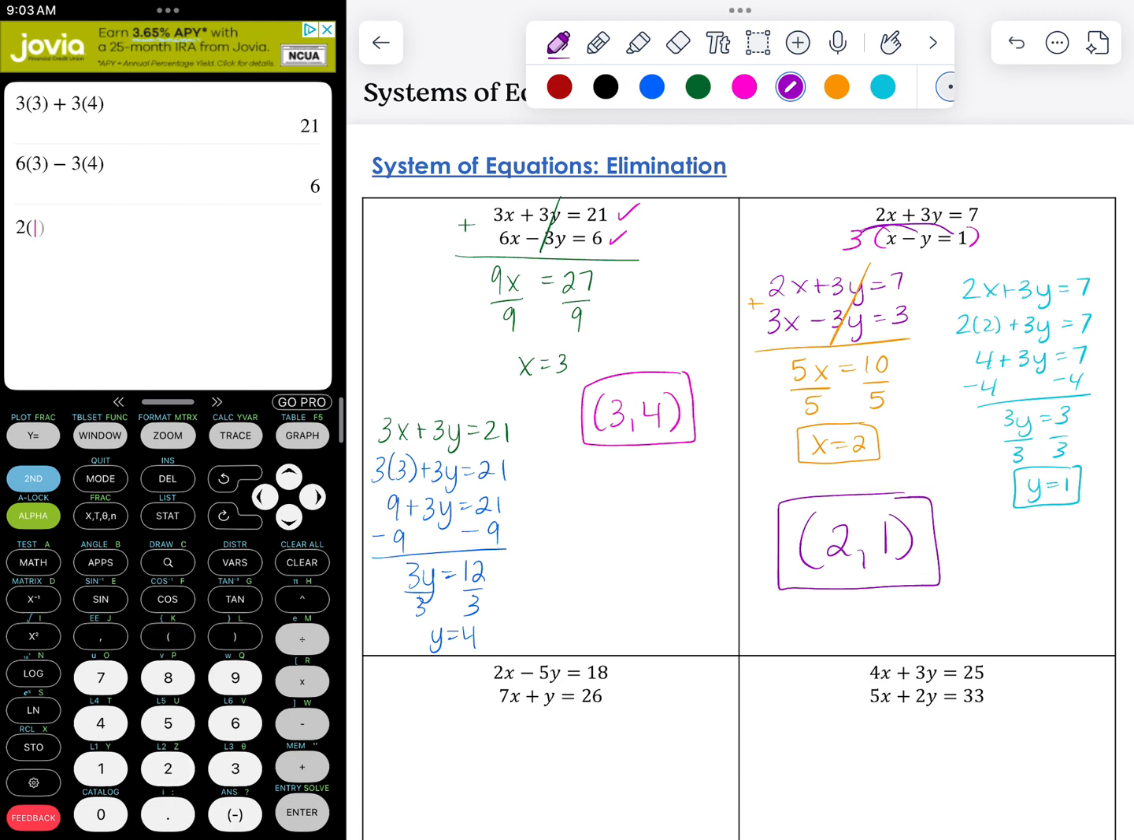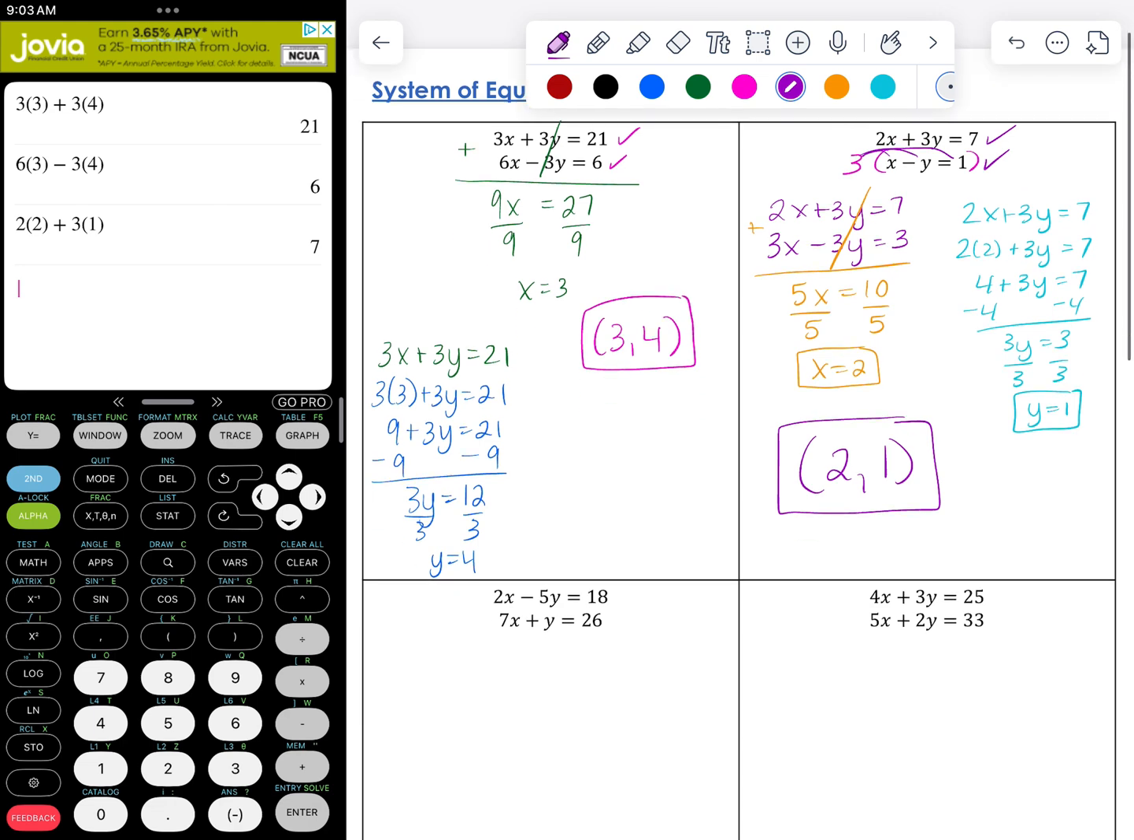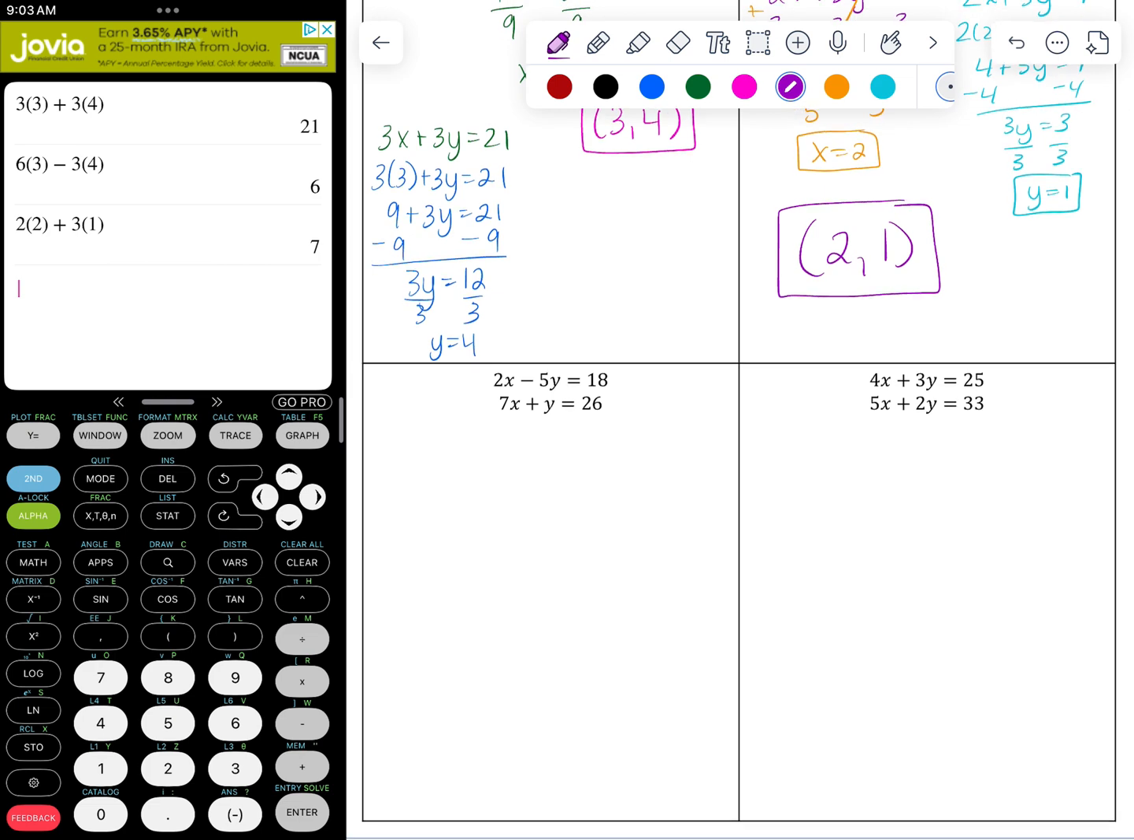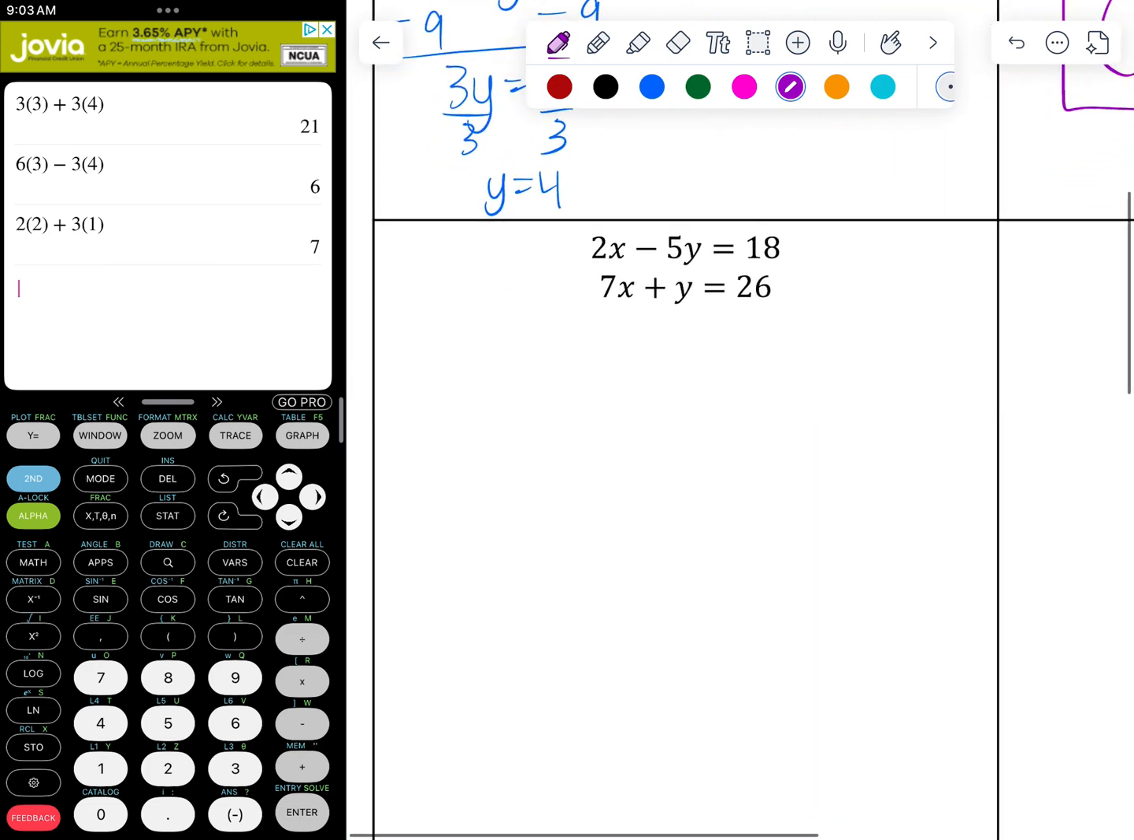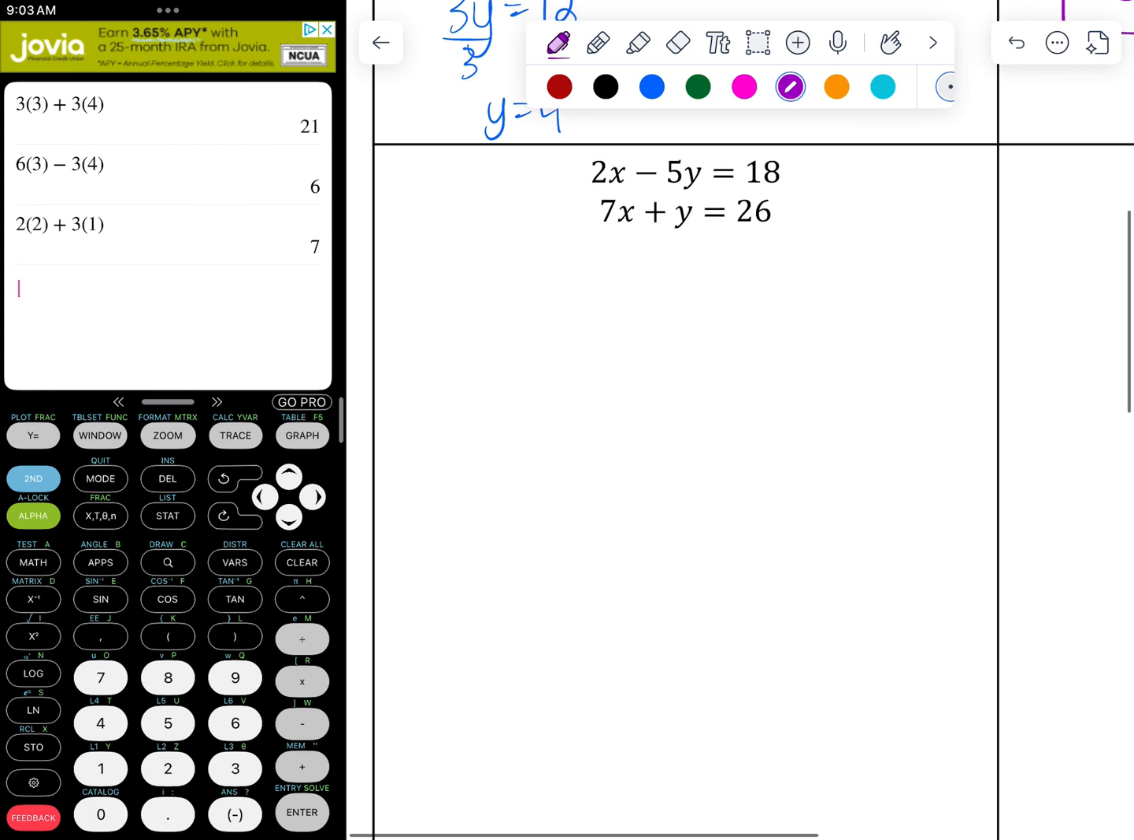And now I would like to check my answers. So 2 times my x value plus 3 times my y value is equal to 7. So I know my first equation is good. And my second equation, you can do in your head, 2 minus 1 is 1. So I know that I am correct. So when you're finished, take your answer and plug it back into both equations from the original question to see if you're correct. Next example, I've got 2x minus 5y equals 18 and 7x plus y equals 26.